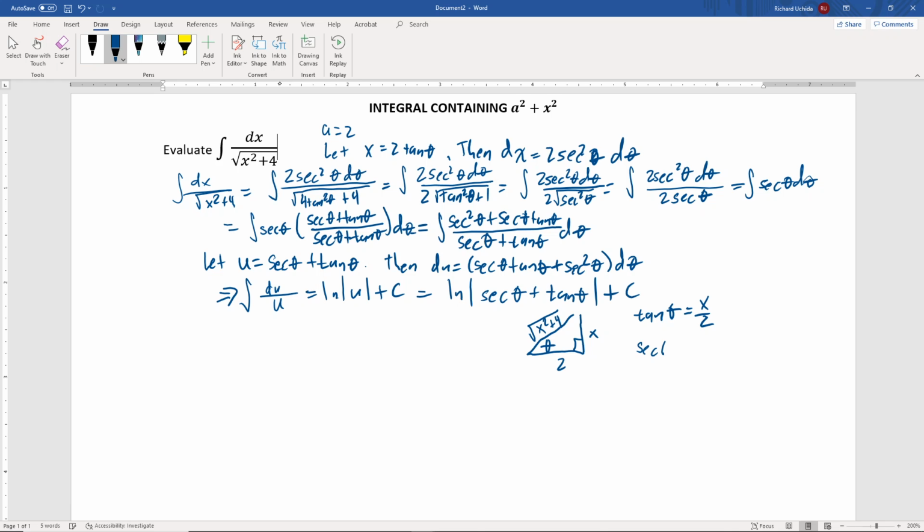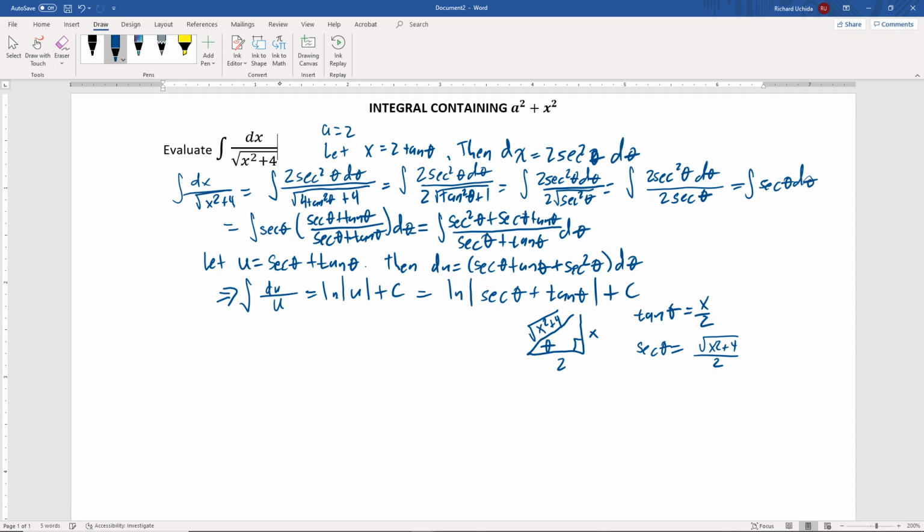Well, secant of theta, that would equal to what? Let's see, cosine of theta is the adjacent over hypotenuse, so secant of theta would be the reciprocal of that, so that would be what? The square root of x squared plus 4 over 2.